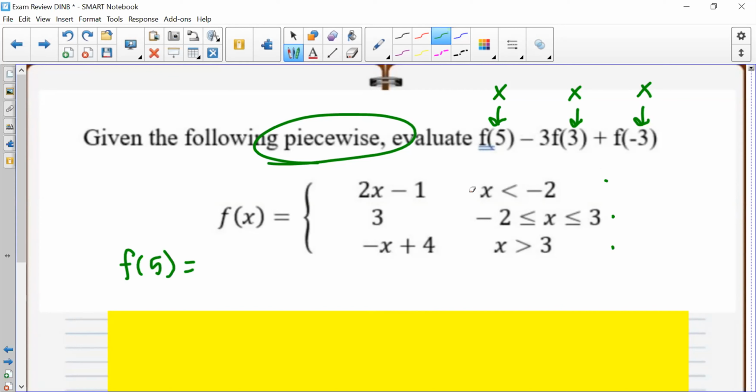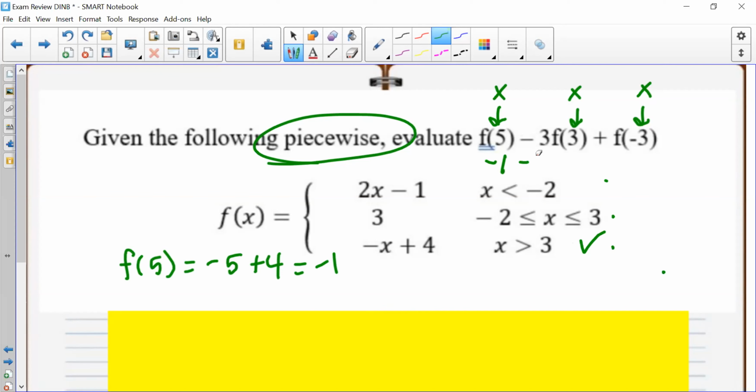To find f of 5, first we have to decide, is 5 less than -2? No. Does 5 go between -2 and 3? No. 5 is greater than 3. So I'm going to use this one. So that means I actually plug 5 in for X here. So instead of -X plus 4, I would plug a 5 into that and get my answer. So you would type in -5 plus 4 and get a number back. So f of 5 is just -1. Okay, so remember, we would just write that like underneath it.